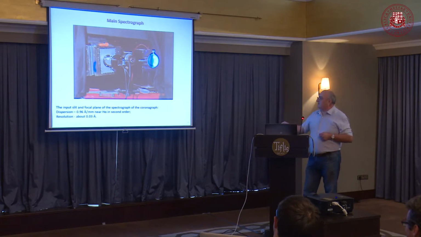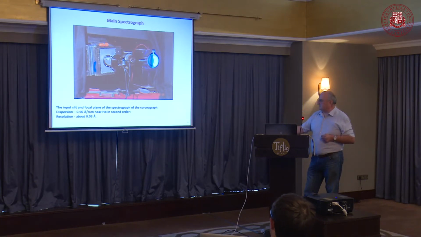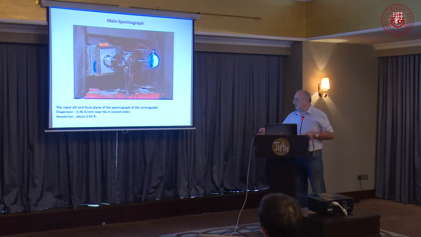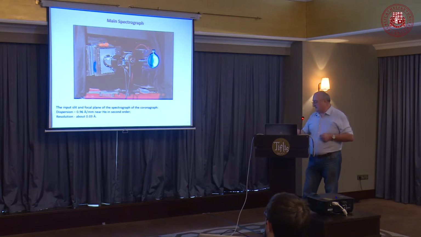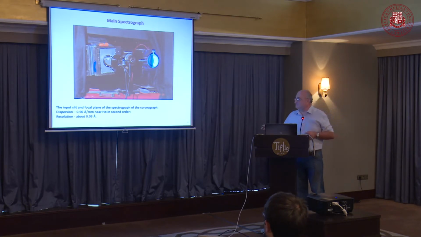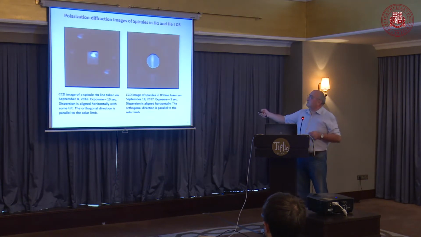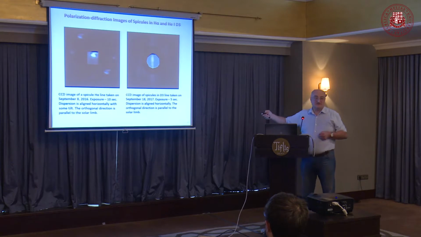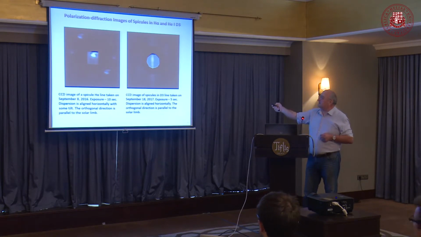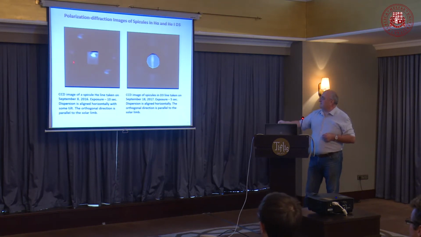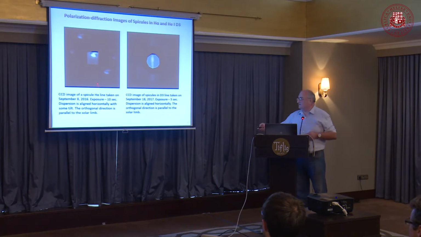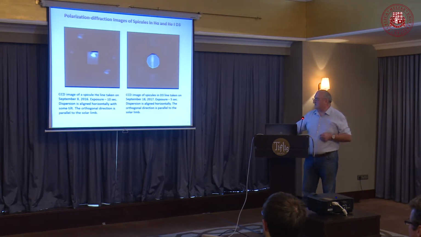There are some parameters for this: about 1 angstrom per millimeter dispersion in H alpha, and about 0.03 angstrom of resolution. And, well, some test polarization diffraction images in H alpha. In H alpha you see here the three images we have taken in 2016, September 8.